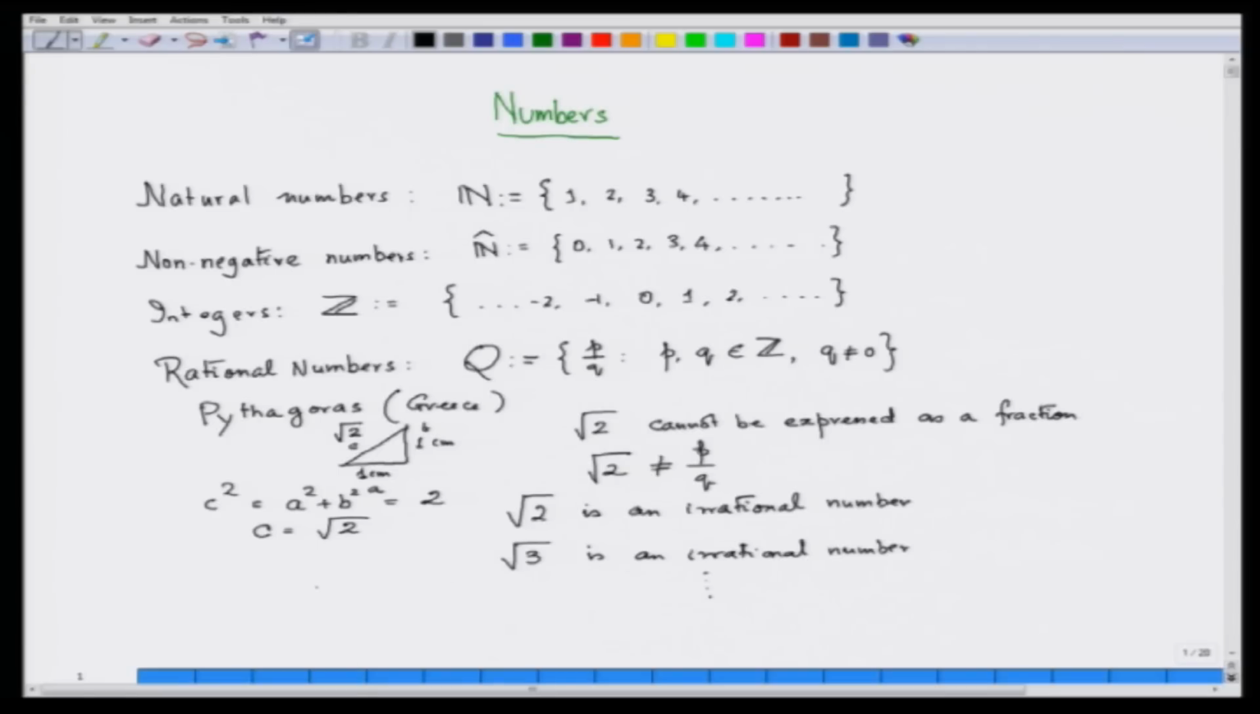For example, if I take half, I can multiply both the top and the bottom by 2 and I can get 2 by 4, or I can multiply by 3 and I can get 3 by 6. So, all of these are equal to half.